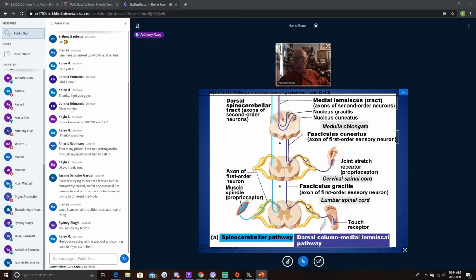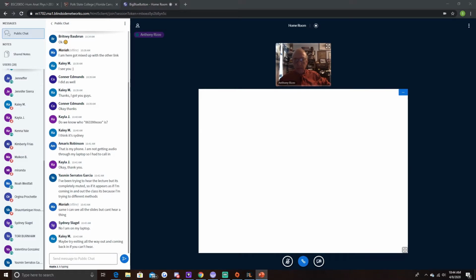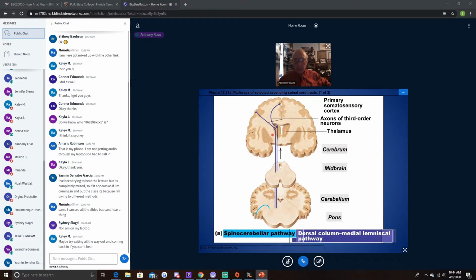A second order neuron starts its nucleus and body in the medulla and decussates and goes ascending to the thalamus. So that is a much shorter, but it's still long. It goes from the brainstem to the thalamus, so it's still white matter. It's myelinated. And in the thalamus, there is a synapse.